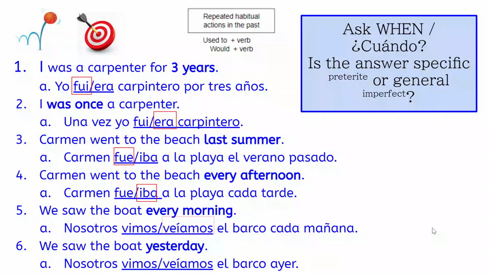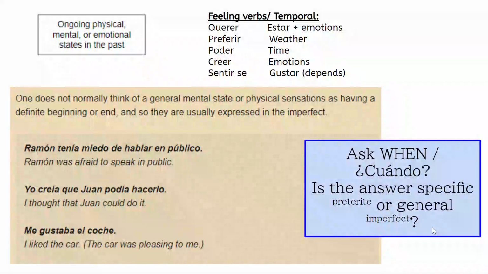We saw the boat every morning. Every morning is habitual, imperfect. We saw the boat yesterday. Very specific. Preterite. When we're talking about feelings, a lot of the time that will be imperfect. The words that are related to feeling, this is not 100%: querer, preferir, poder, creer, and sentirse. Gustar, it all depends. So we have emotion, time, and weather.